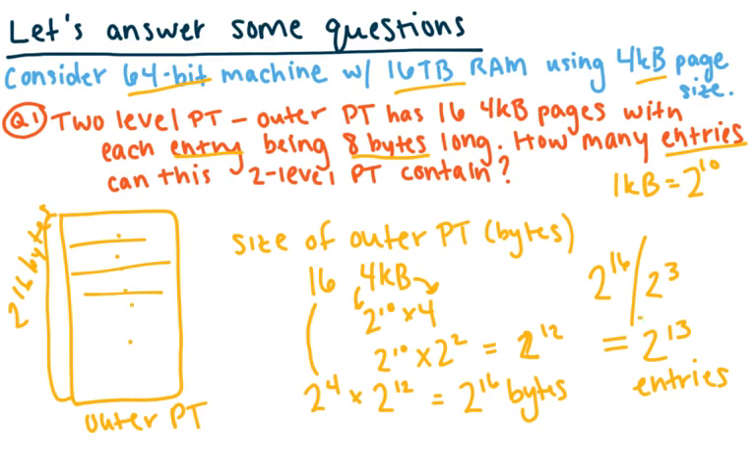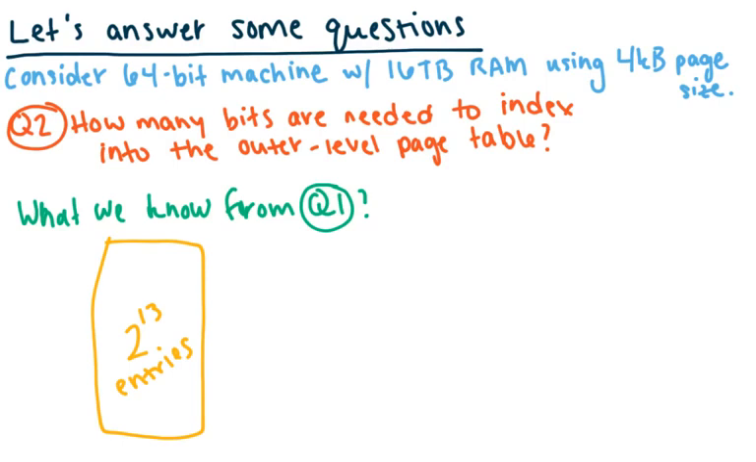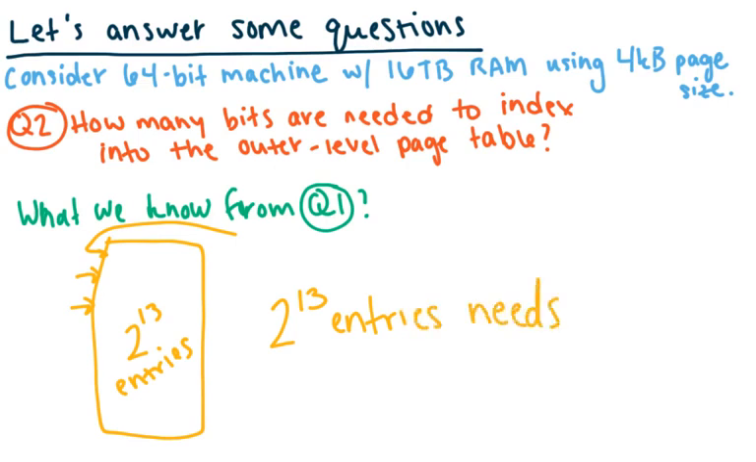Okay, that's how many entries we can have in here. So the question that follows is how many bits are needed in order to index into that outer level page table. We know from the last question that this has 2 to the 13 entries. So how many bits are we going to need to be able to index into each one of those entries? Not a trick question. 2 to the 13 entries needs 13 bits. You take the power, that's the number of bits needed to represent that many entries. Pretty straightforward.